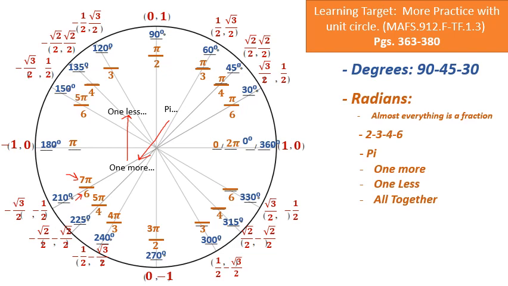All right, so here we have a denominator of 6. Guess what the numerator is? 5 pi. Denominator 4, guess what the numerator is? 3 pi. Denominator of 3, guess what the numerator is? 2 pi. And there you go. Pi, one more, one less.